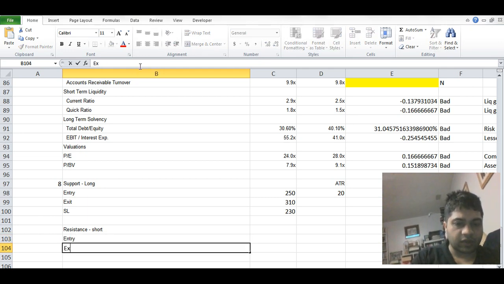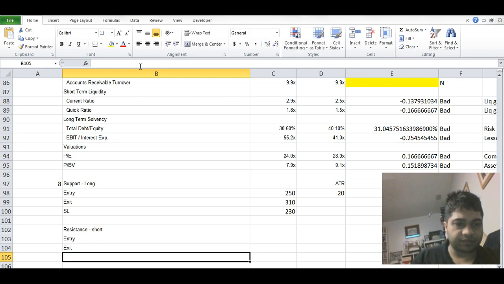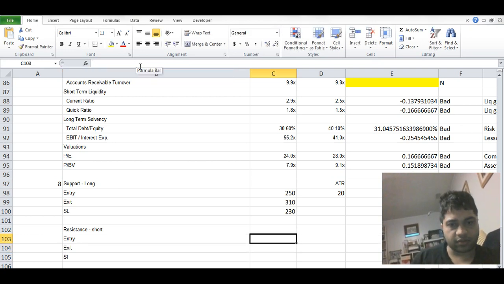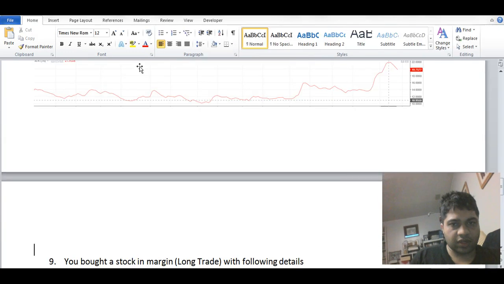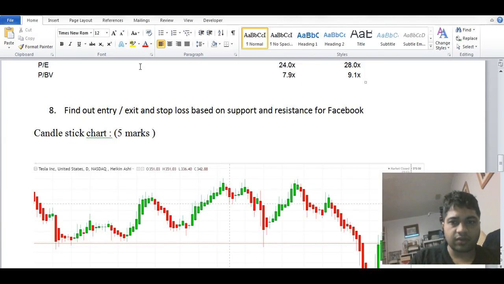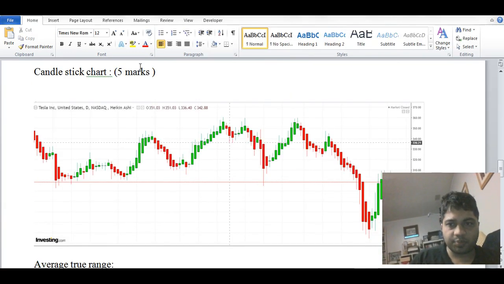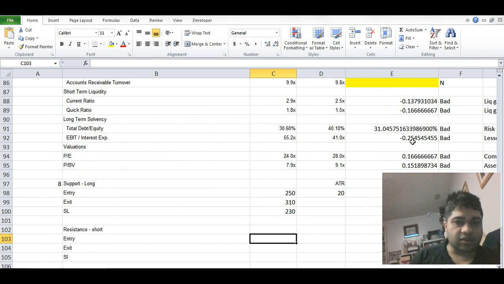Entry, exit, and stop loss. So let's identify the resistance now. Resistance is the peak pattern, the mountain pattern. There are two peaks. The closest peak is this, and the base of the tallest green candle there. So the tallest green candle is this. The base is somewhere around 340. Yep, 340. So entry is 340.